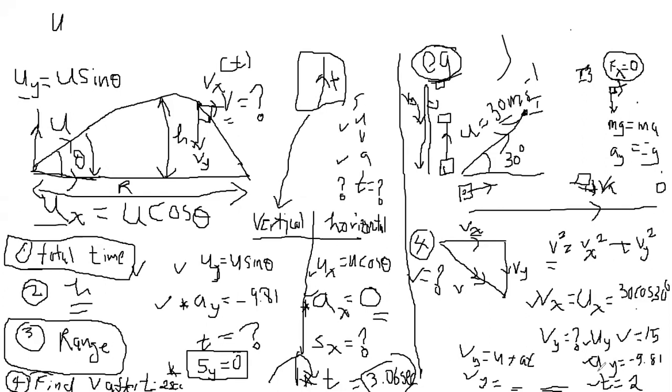Uy is 15, Ay is negative 9.81, t is 2 seconds. You want to find Vy, the velocity of this camera after 2 seconds. 2 seconds means halfway coming down. What velocity is coming down? Anyone?